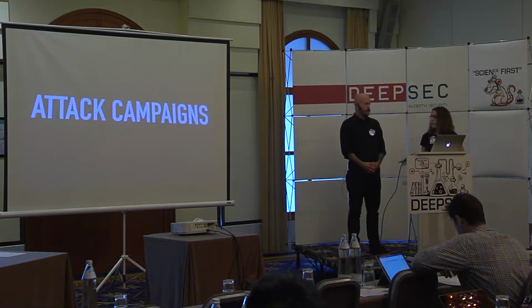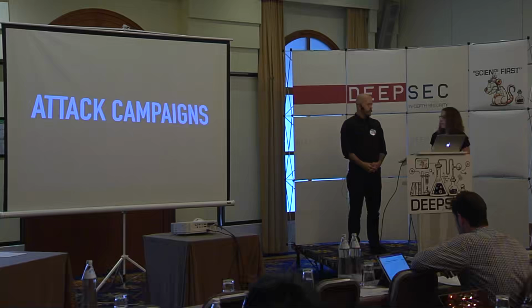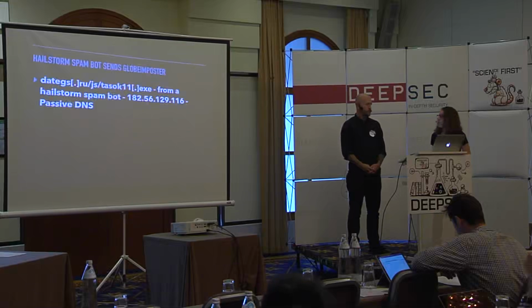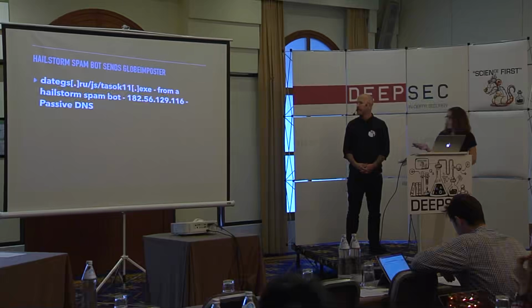So, among the different attack campaigns in the IOCs that we had for the Neckers botnet, one of them is the Globe Imposter campaign. This is spread by Neckers through malspam. In the beginning of the talk, we mentioned that we had that email spam with this link here that was sent by a Hailstorm spam bot. And we found this IP address linked in passive DNS.